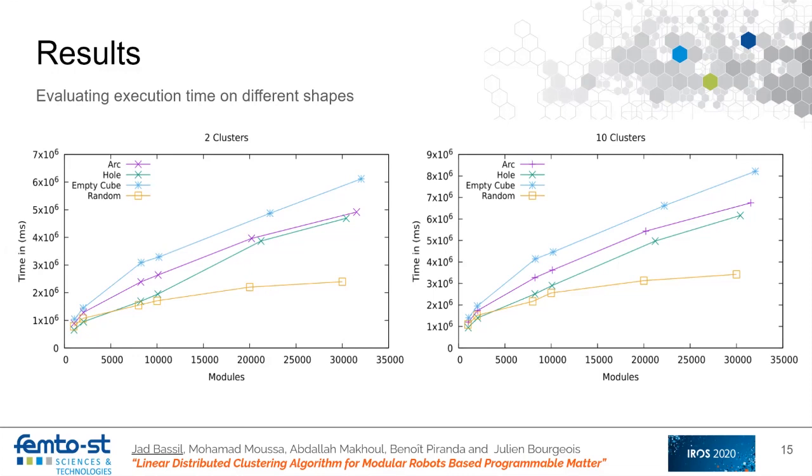On the right, we can see that an additional number of clusters requires more execution time, since more cut edges need to be found and removed. It is also affected by the geometrical shape of the system. We can see that the random shape requires the lowest time since it presents a more compact geometry.